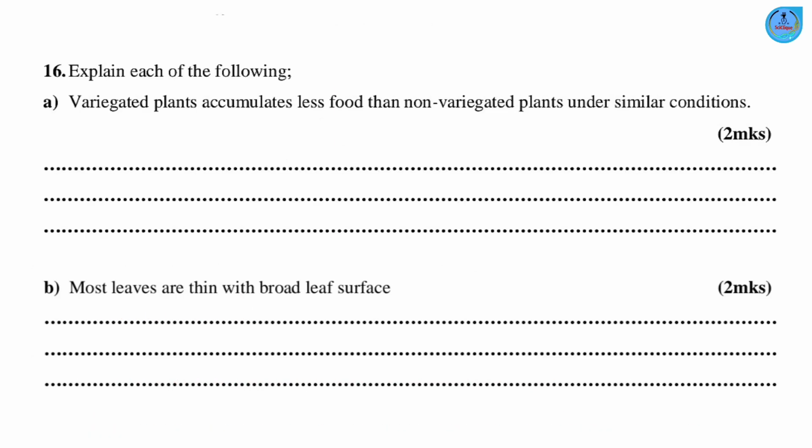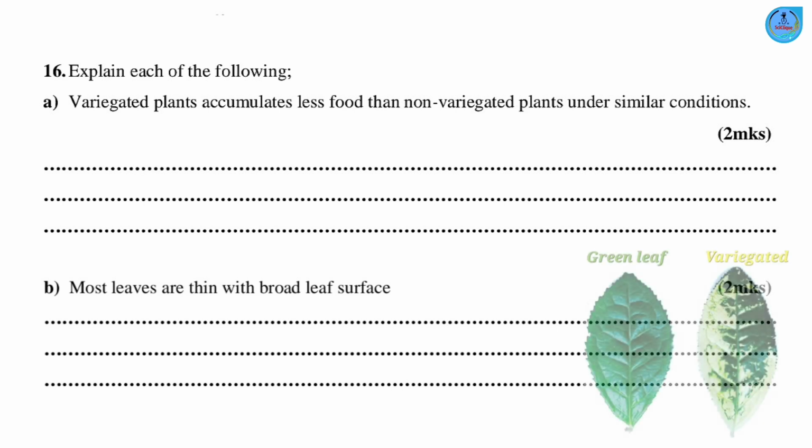Question number 16. Explain each of the following. Part A. Variegated plants accumulate less food than non-variegated plants under similar conditions. Okay, so variegated plants contain variegated leaves. These are leaves that have parts that are green because they contain chlorophyll, and other patches that are either white or yellow. These patches lack chlorophyll.